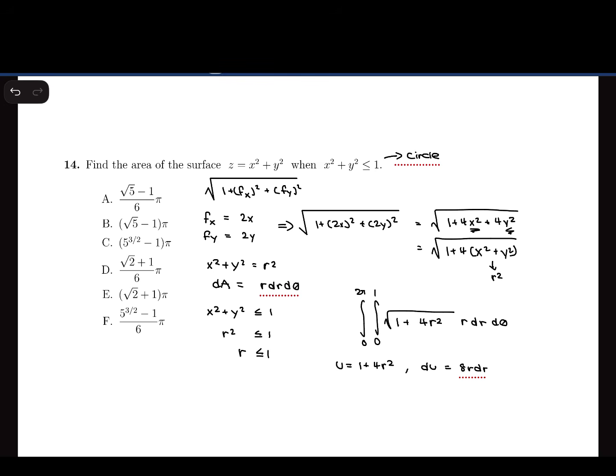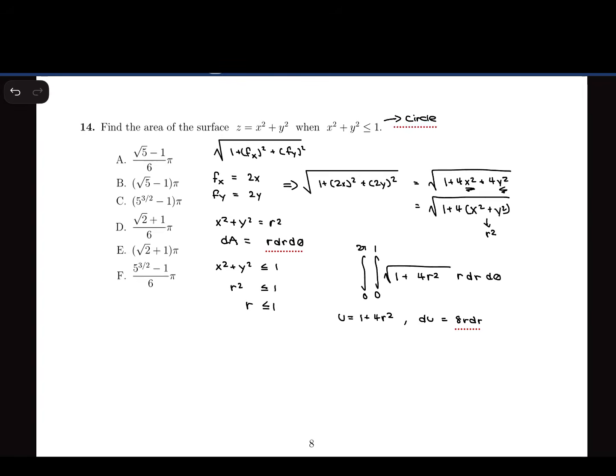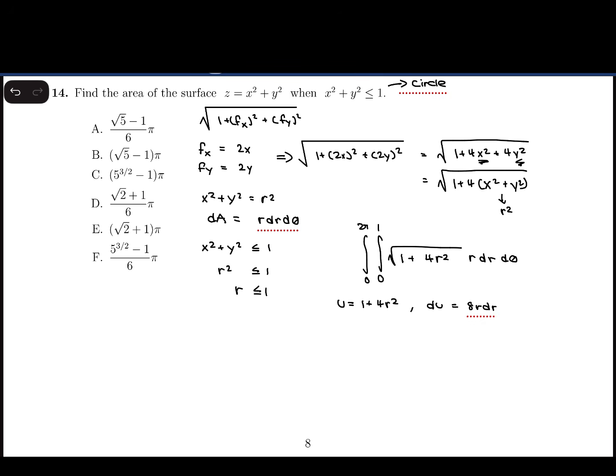So that basically means that du is... dr is equal to 1/8 du. So now we have to change our limits. We're going to plug this in. So when r is equal to 0, u is equal to 1 plus 4 times 0 squared, which is just 1.